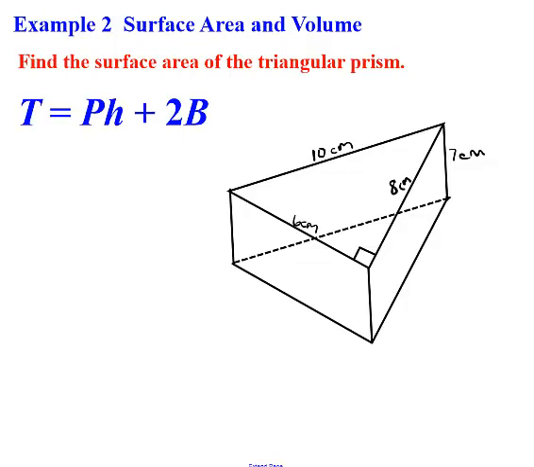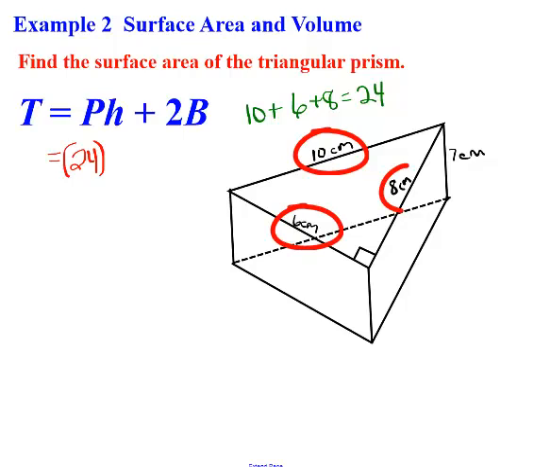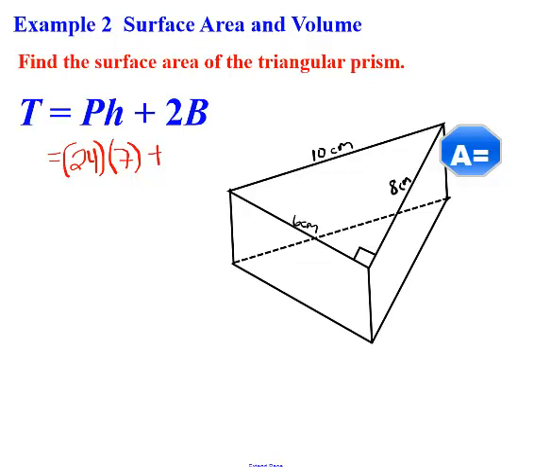So my base is the triangle. So I first want to find the perimeter of my triangle. So I'm going to add up all the sides of my triangle. 10 plus 6 plus 8 equals 24. So my perimeter of the base is 24. Now I want to times that by the height. The height can be found by looking at the distance between the two bases, the two triangles, which is 7.